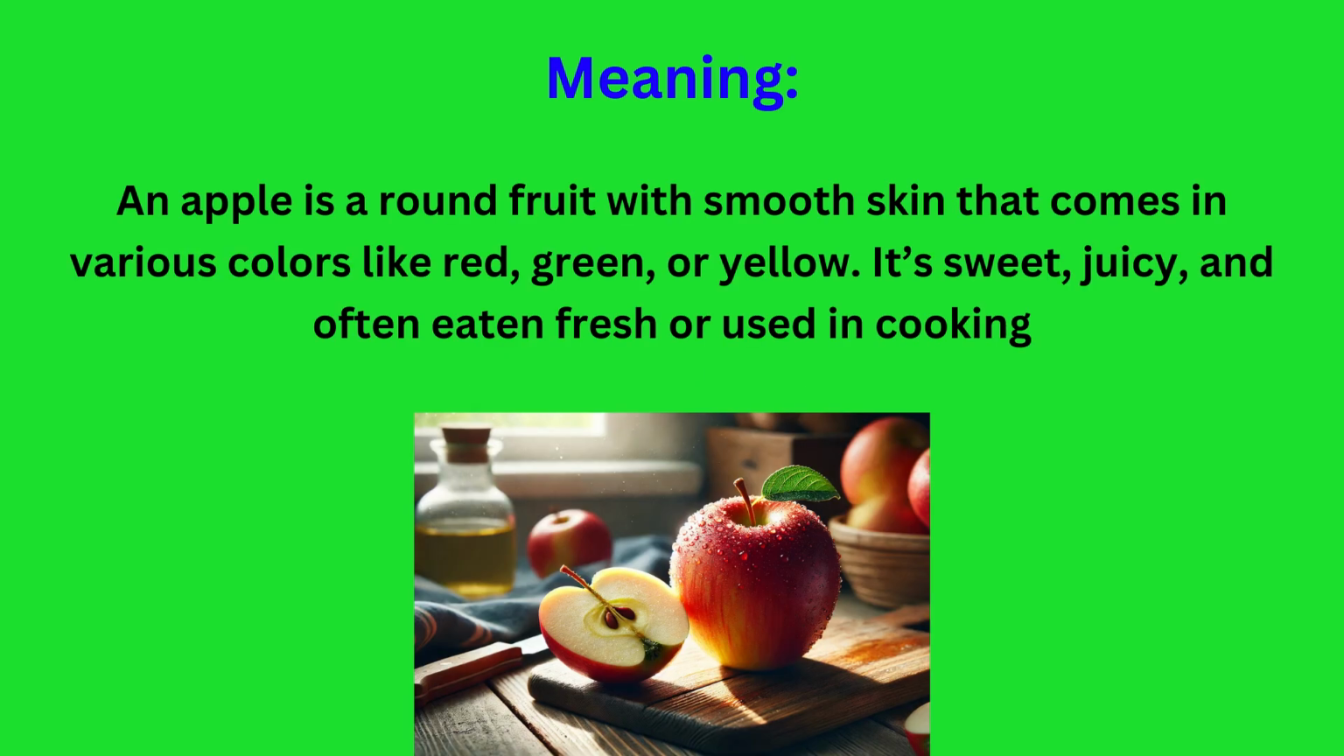Apple. Now repeat after me. Apple. Apple. Meaning. An apple is a round fruit with smooth skin that comes in various colors like red, green, or yellow. It's sweet, juicy, and often eaten fresh or used in cooking.